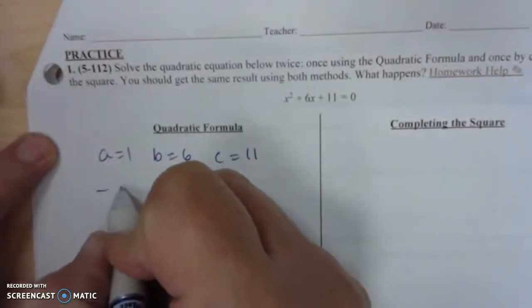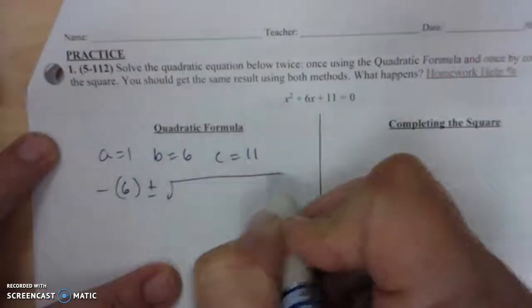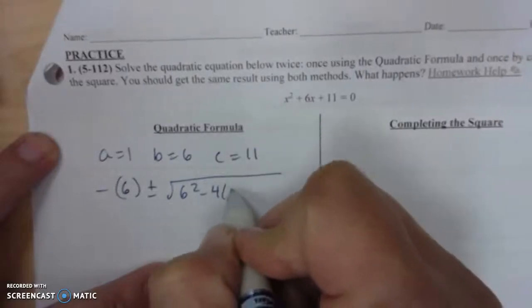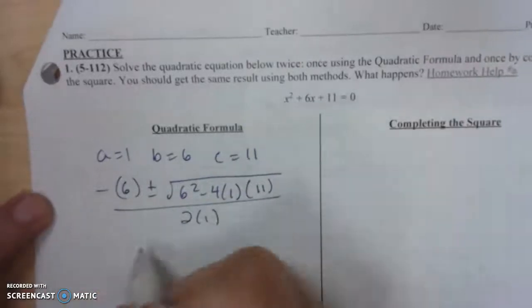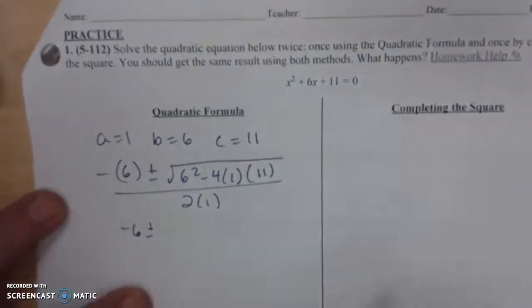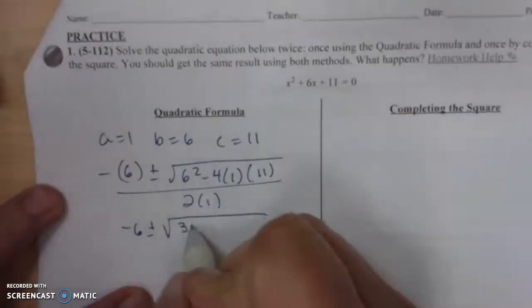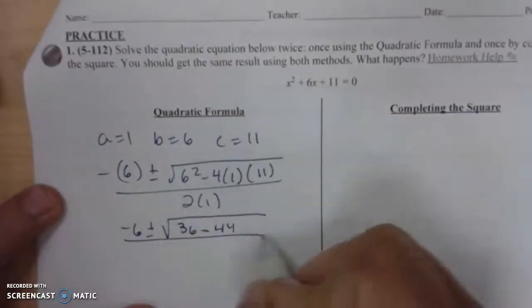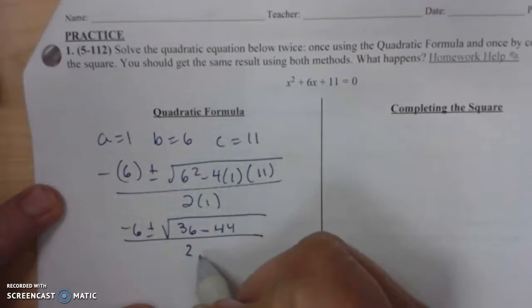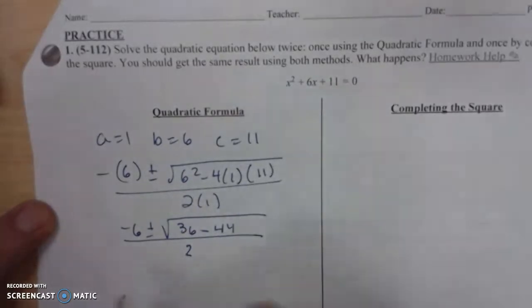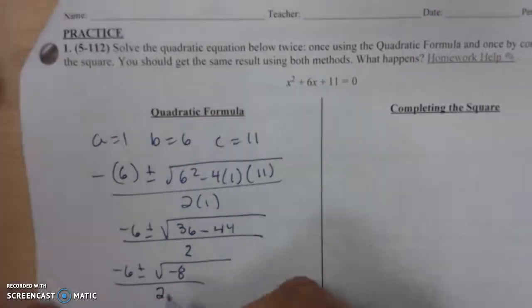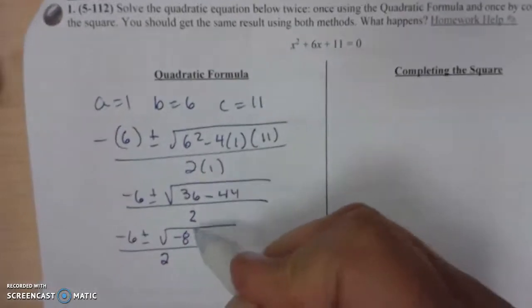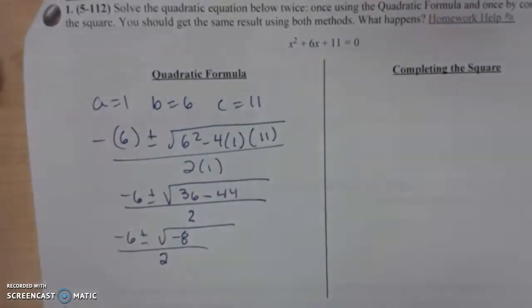So negative b plus or minus the square root of b squared minus 4 times a times c all over 2 times a. So this becomes negative 6 plus or minus the square root of 36 minus 44 all over 2. And I'm going to get negative 6 plus or minus the square root of negative 8 divided by 2. So now I'm going to have no real solution because that's a negative number right there.